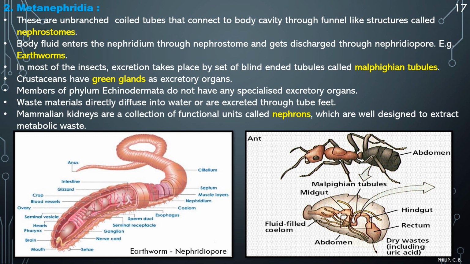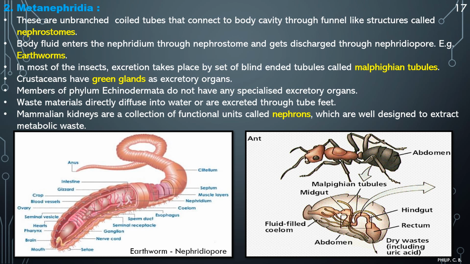Members of phylum Echinoderma, much higher, do not have any specialized excretory organ. Waste materials directly diffuse into water or are excreted through the tube feet. Also, in the further slide you can see the tube feet, and also we can see how the excretory part is expelled.